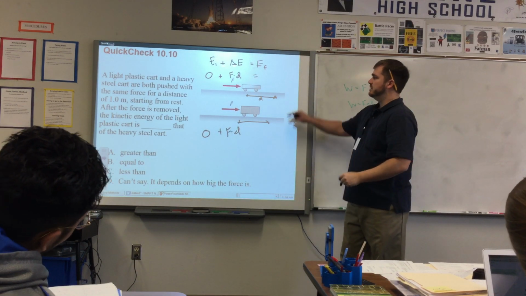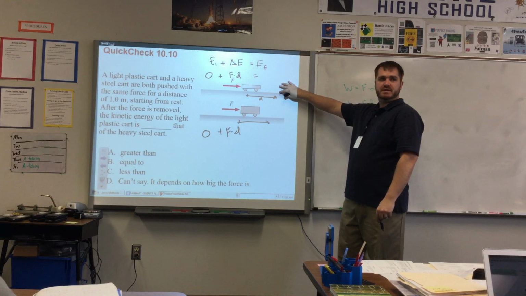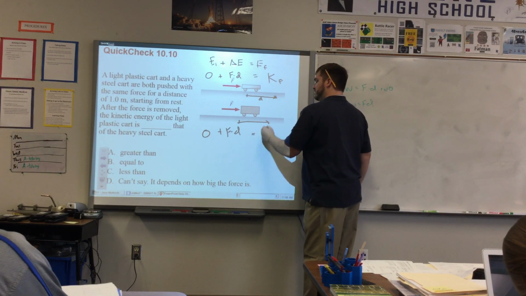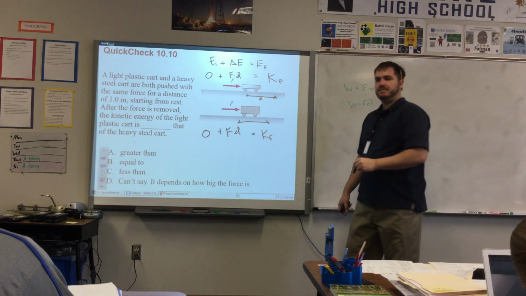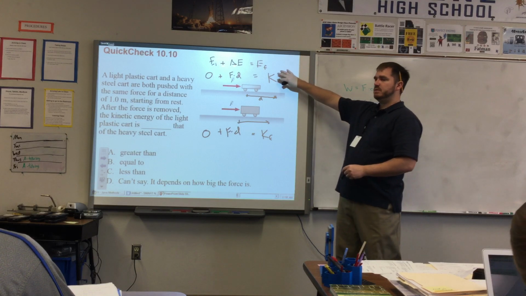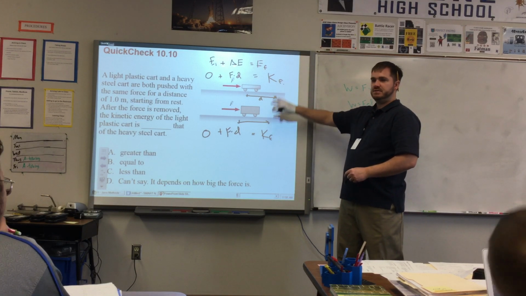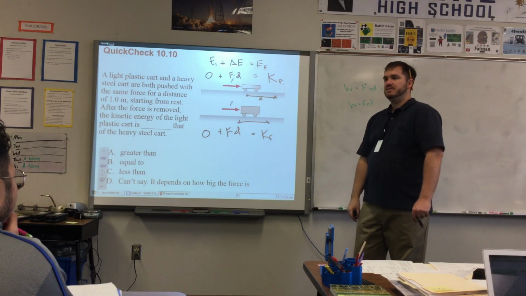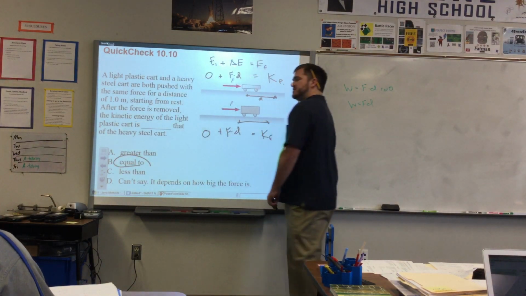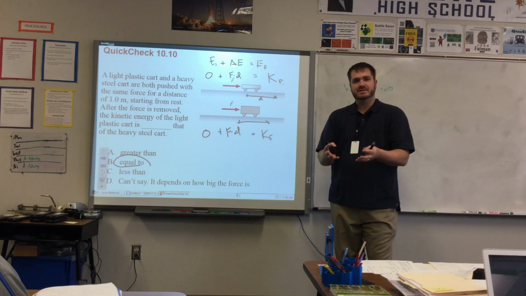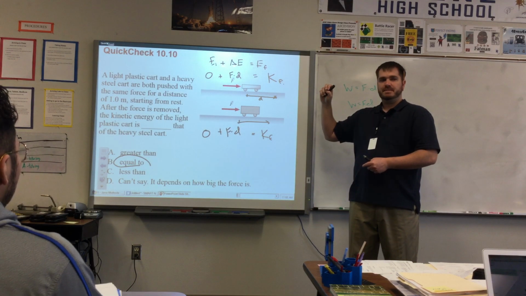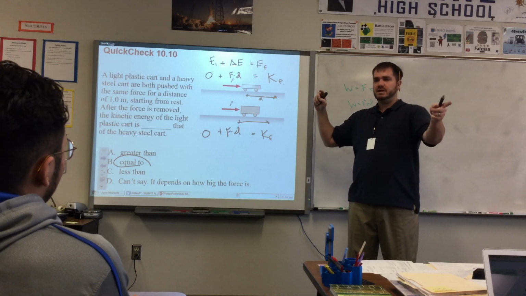equals, what type of energy does it have at the end? Kinetic. Kinetic final. So what's the relationship between the kinetic energies? They are the same. Actually, they have to push the same. Yeah, but what's different about those two carts? Their mass and their velocity. Their mass and the velocity.